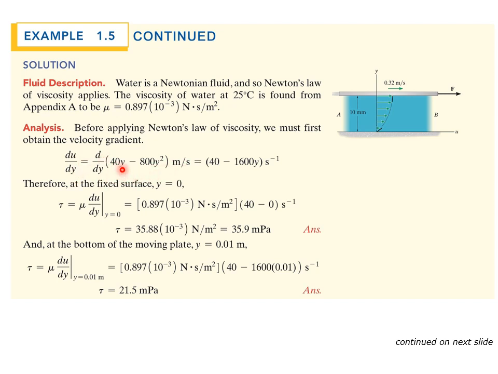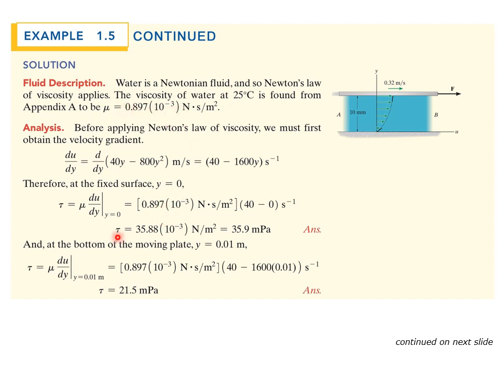So the derivative of 40y is just 40. The derivative of 800y squared is, the 2 comes down, 2 times 800 is 1600y. And so therefore, we can calculate the gradient at any height we want, any value of y. So certainly at y equals 0, that's at the fixed surface. You can plug this in. 1600 times y is 0. You got the mu here, which we calculated up here.